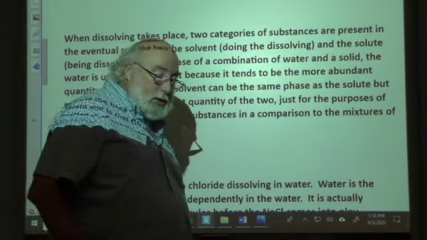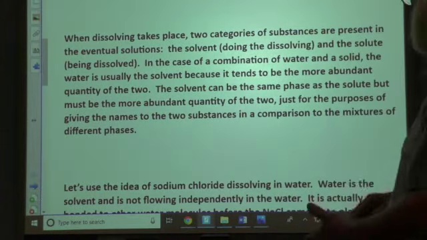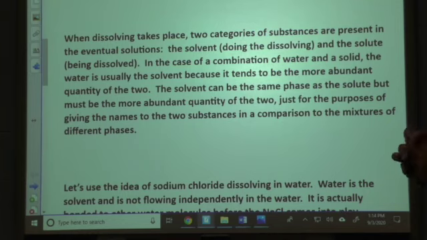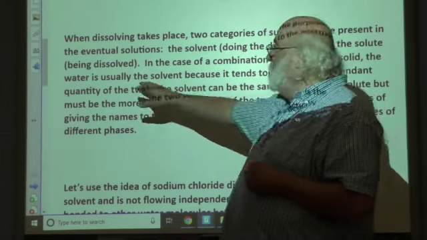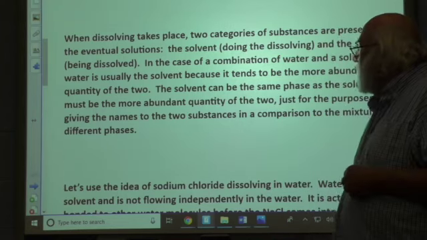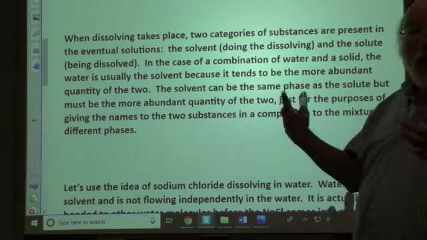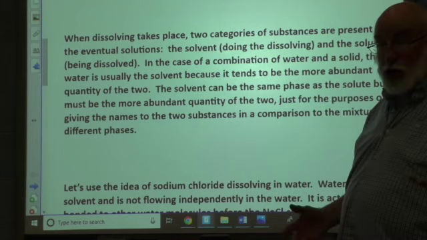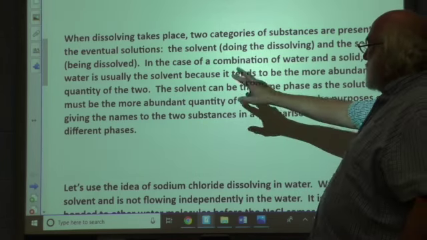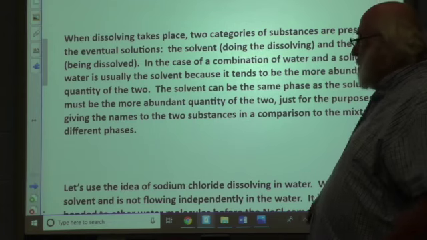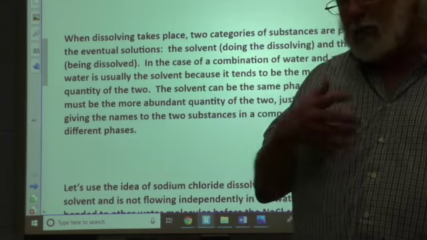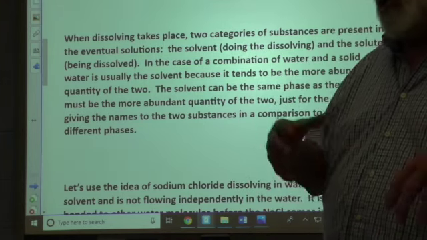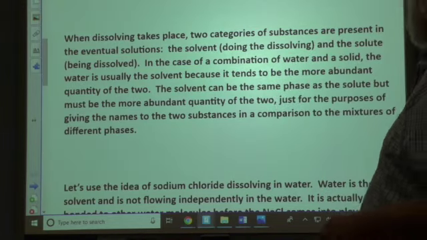Now, when dissolving takes place, two categories of substances are present in the eventual solutions. The solvent, which is doing the dissolving, and the solute, which is being dissolved. In the case of a combination of water and a solid, like water and Kool-Aid and sugar, the water is usually the solvent because it tends to be the more abundant quantity of the two. So the greater the amount of material, that is going to be considered the medium of dissolving. Everything's going to be blended into that.